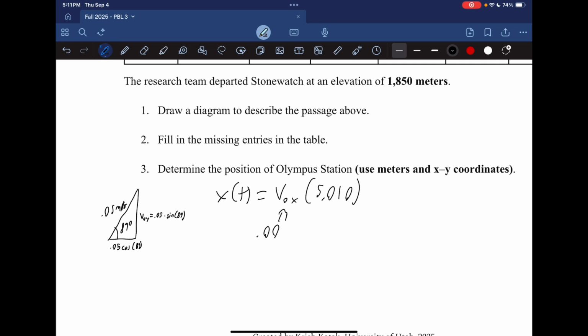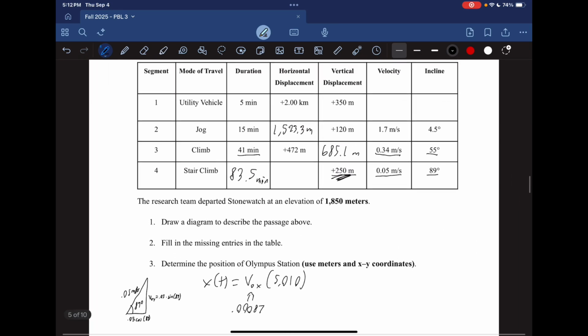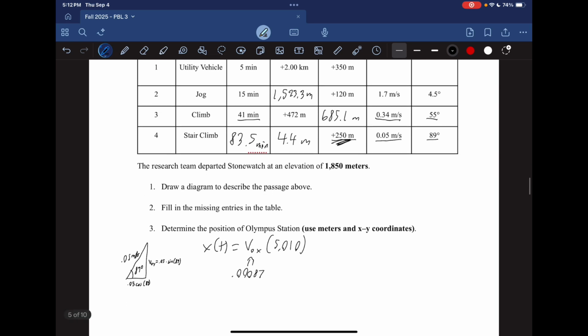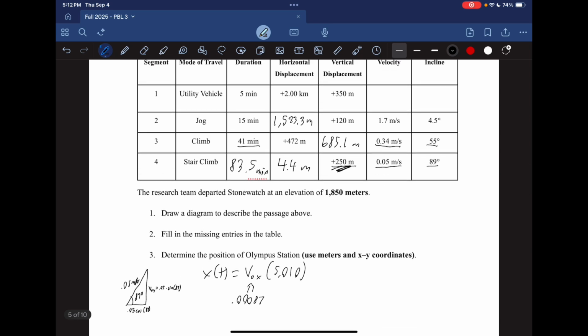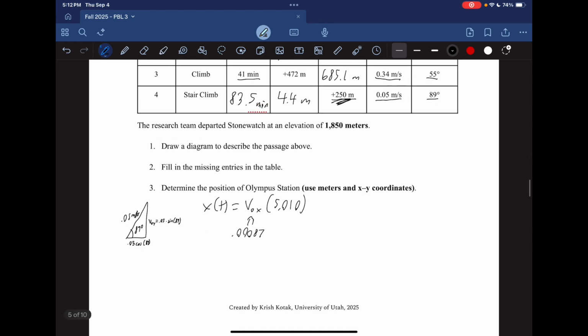It is 0.00087. And then if we multiply that by 5,010, we get that they're traveling roughly 4.4 meters of horizontal displacement for that stair climb. So they're not really stairs, they're like straight up. Maybe that would make sense actually if the stairs are like this, and they do that because then there isn't any overall vertical displacement.